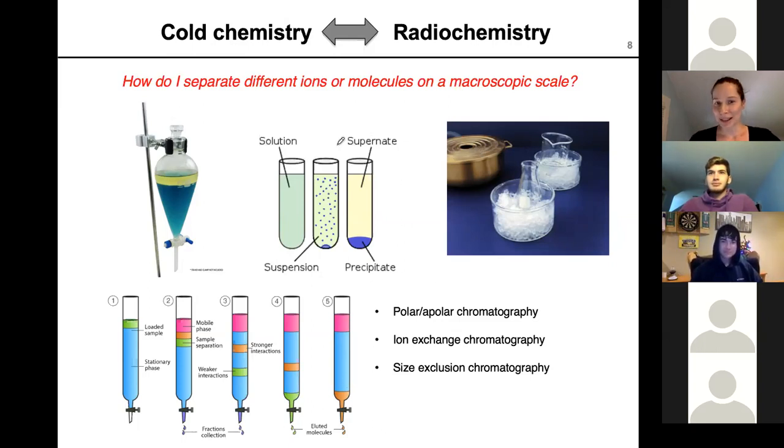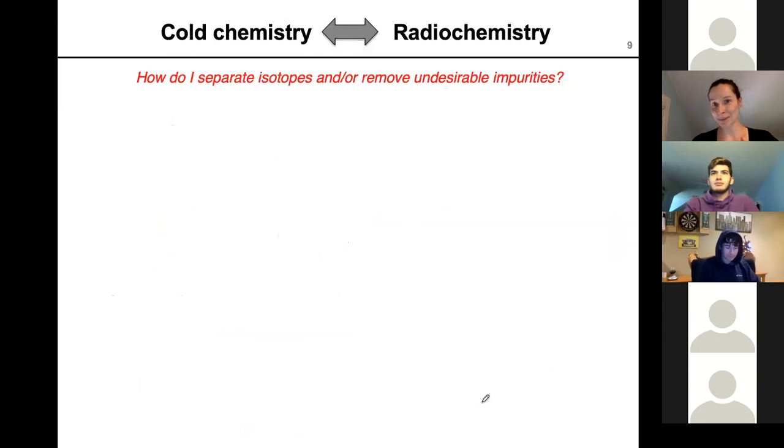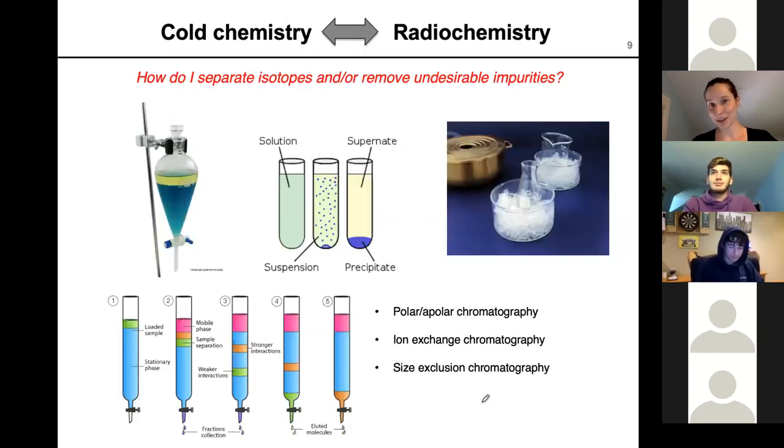All the other techniques, is everybody familiar with these? I hope. More or less? Okay, great. So now if we go to radiochemistry, what are our options? Well, it turns out that they're the same. Separation techniques are going to prevail even if we work at a micro scale or at a pico scale.